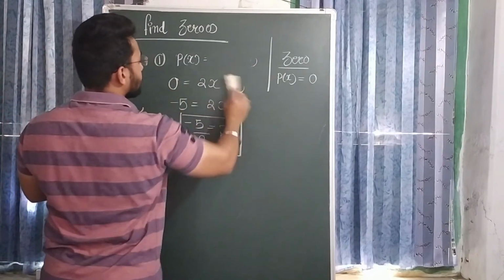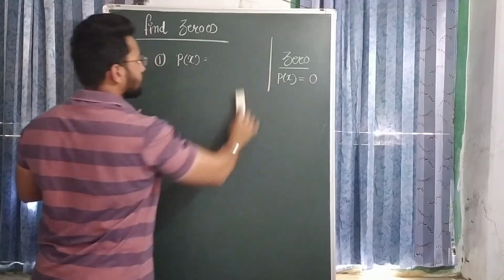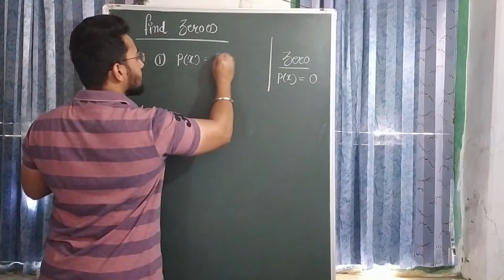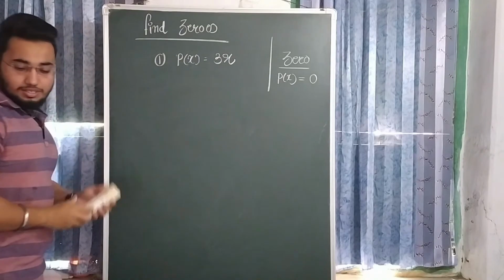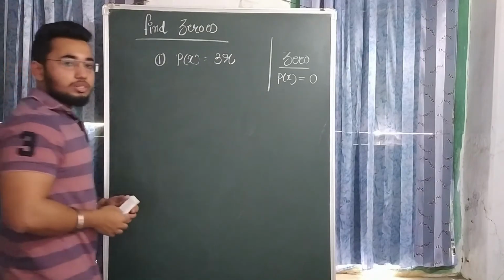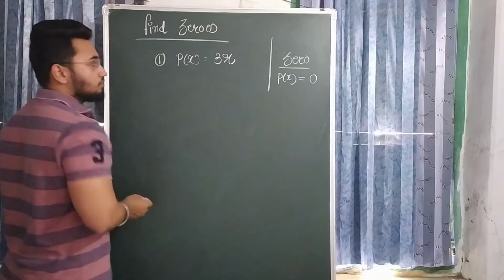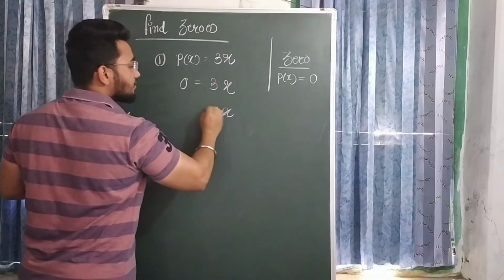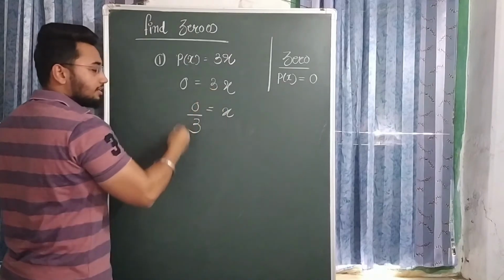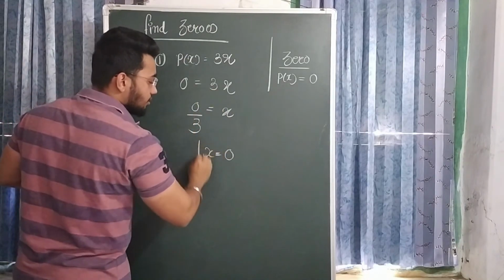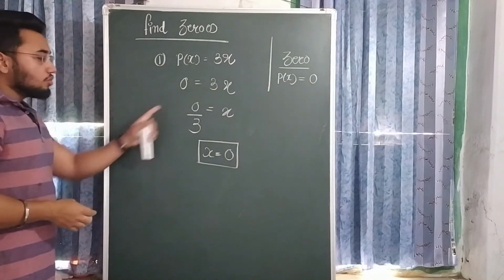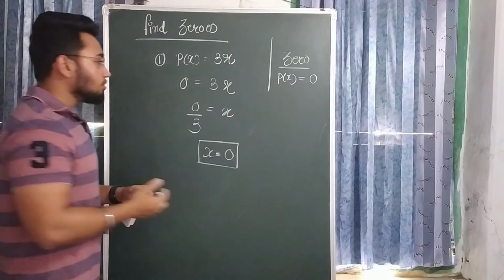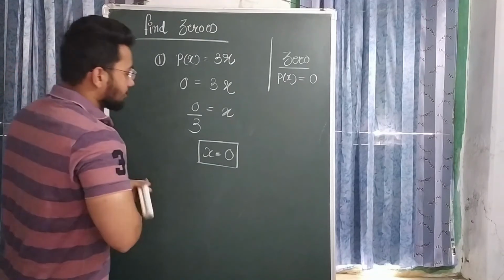Now next, p(x) is equal to 3x. So now what is the zero in this particular polynomial? 0 is equal to 3x. The value of x is equal to 0 by 3. The value of x is equal to 0. Simple, 0 by 3 is 0. The value of the zero is also 0.